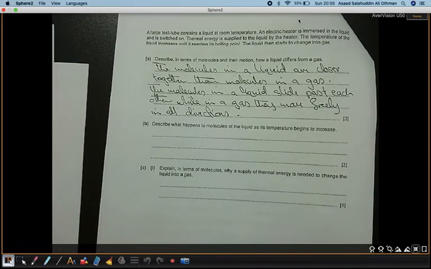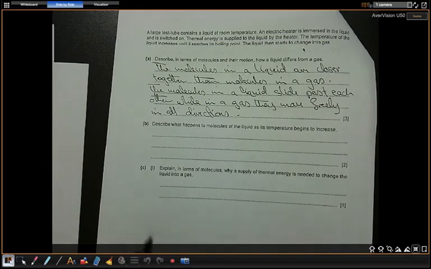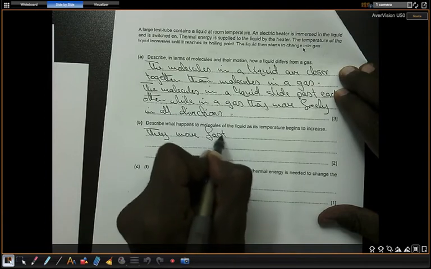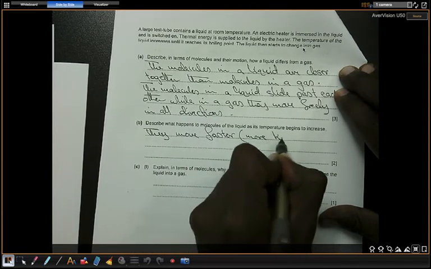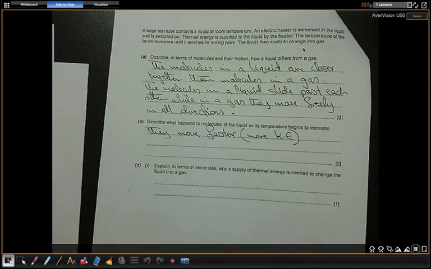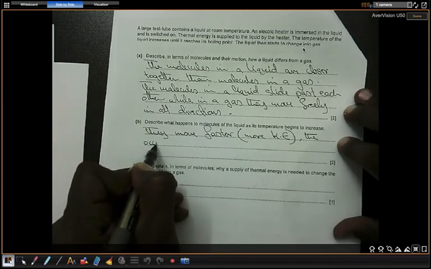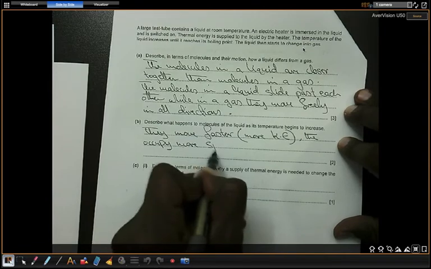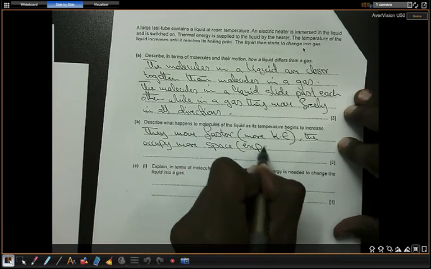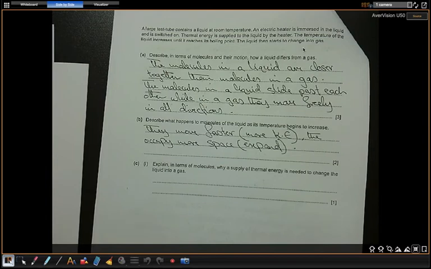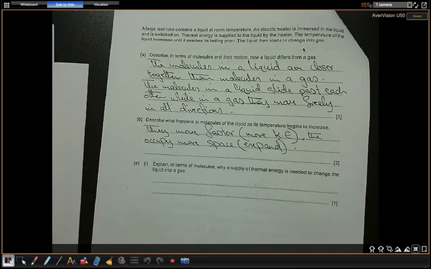That's it. Describe what happens to molecules of the liquid as the temperature begins to increase. They move faster. You say more kinetic energy. Don't say KE, say kinetic energy. Okay? They occupy more space. They expand. You have to be very clear when doing that. Explain in terms of molecules why a supply of thermal energy is needed to change the liquid into a gas.